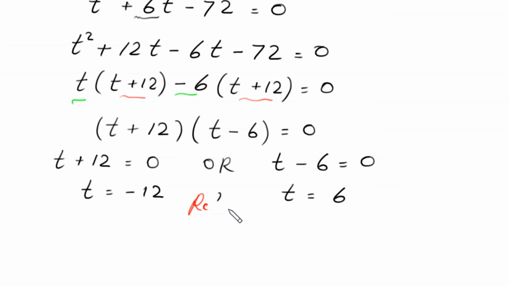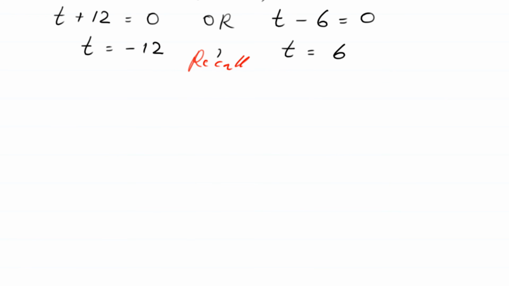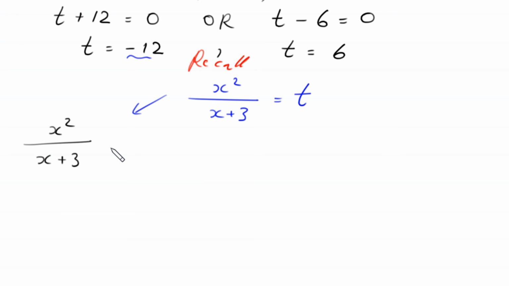Now recall that we have supposed that x squared over x plus 3 is equal to t. So when t is equal to negative 12, then this equation will become x squared divided by x plus 3 is equal to negative 12. We multiply both sides by x plus 3. This will become x squared is equal to negative 12 times (x plus 3).